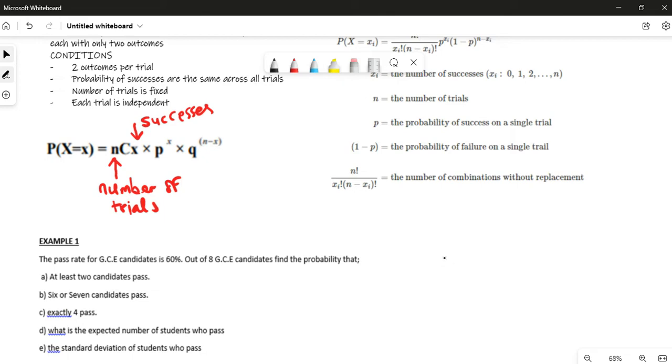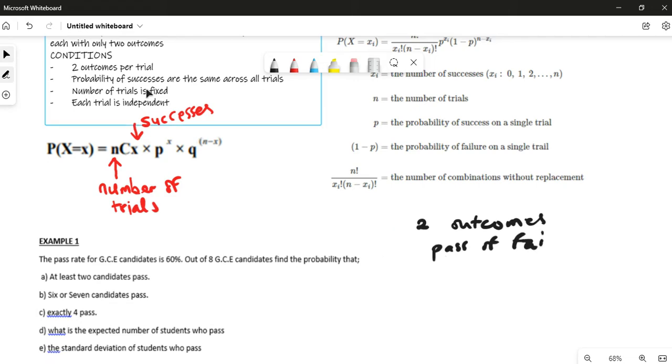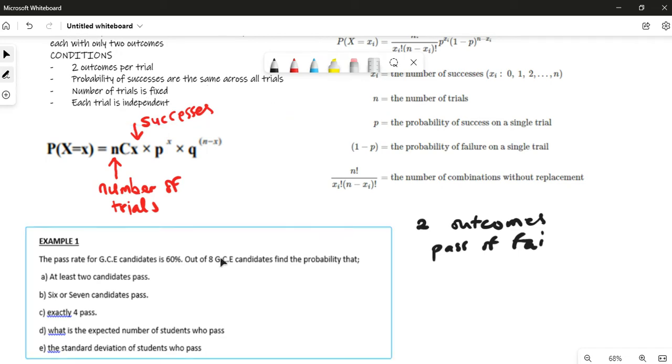So if we look at the conditions of a binomial experiment and our question here, we've got two outcomes, either pass or fail. The probability of success is the same across all trials. In this case, our trials are the GCE students, so the probability of a GCE student passing is the same across all the students. The number of trials is fixed. We have 8 students. And each trial is independent, meaning any student can pass and that won't affect the other candidates, right?